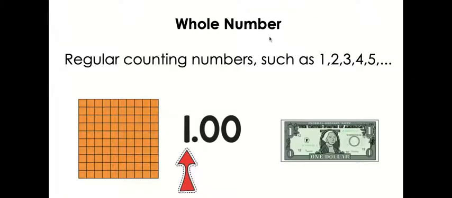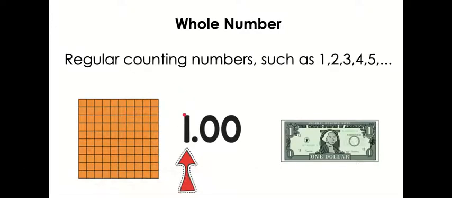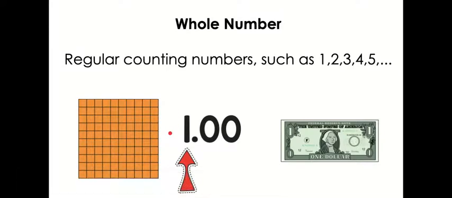Whole numbers. We all should know whole numbers. They're just regular counting numbers, such as 1, 2, 3, 4, 5, 100, 1,000. And if you'll notice here in the picture, we have 100 flat here. So it has 100 little squares that make one big square. We have 1, which a whole number actually could look like this in decimal. Otherwise, you would cross off the rest and just have 1. Here is $1, which if you were to write $1, it would look just like this, except it would have a dollar sign in front of it.